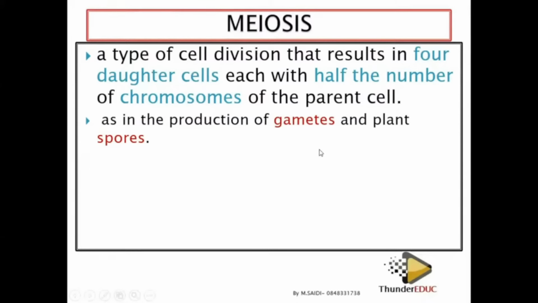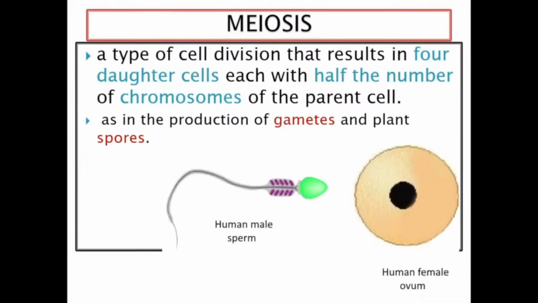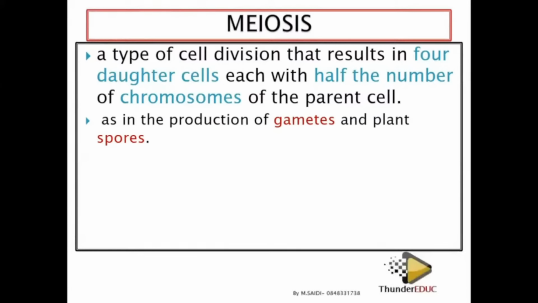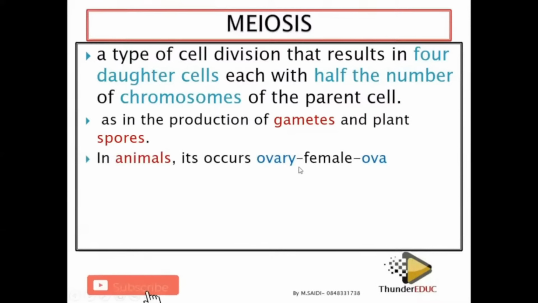This meiosis will result in the production of gametes. Gametes are the sperms and the ova when you're talking about humans, and in plants you're talking about spores, the pollen grains, and the ovules. Those are some of the things which are a result of meiosis. So in humans or in animals, it occurs in the ovary. See this colored word, in the ovary.